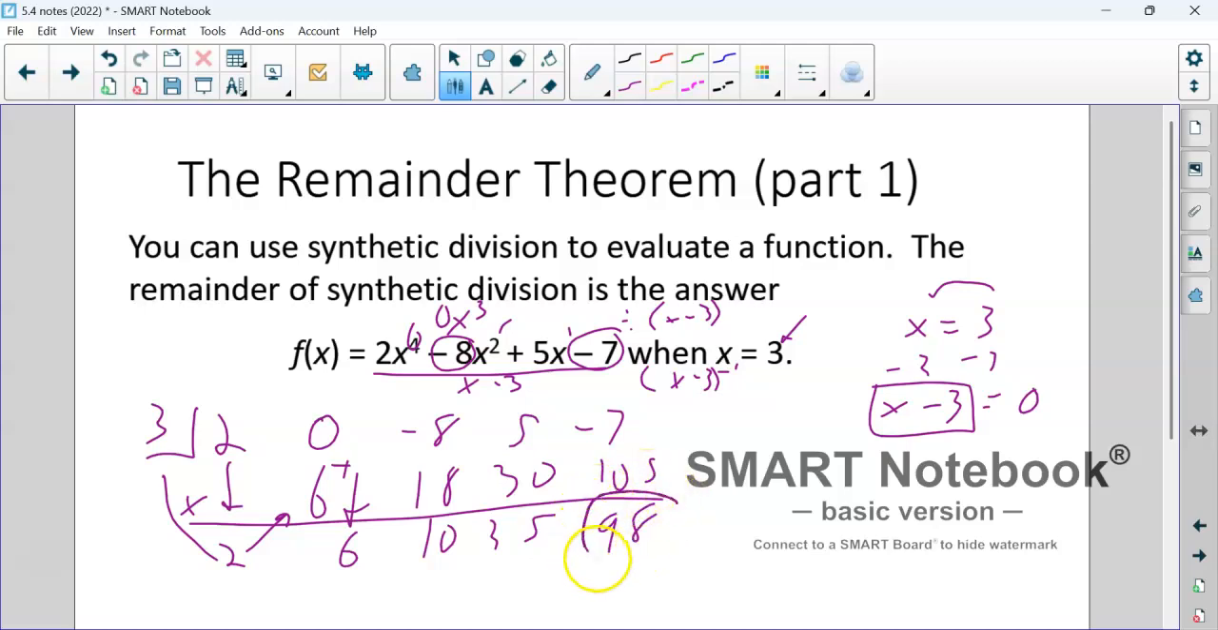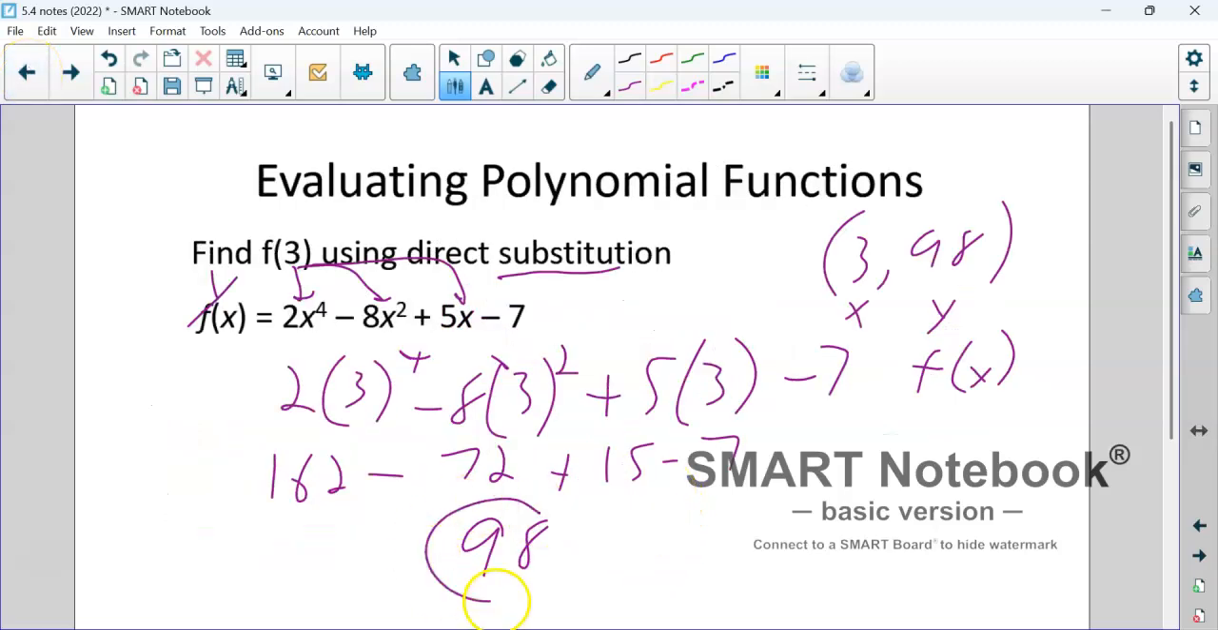Does that number look familiar here? It should. It's the same thing as direct substitution.